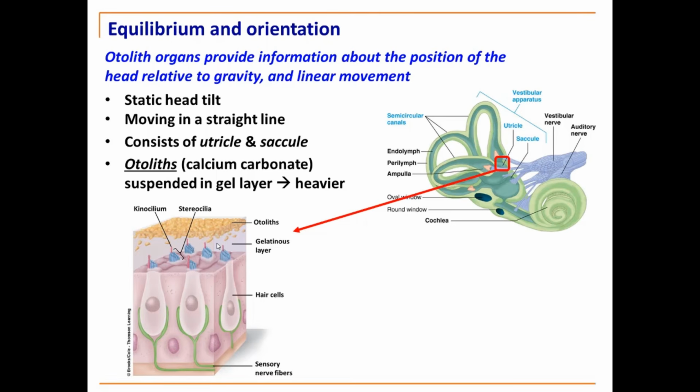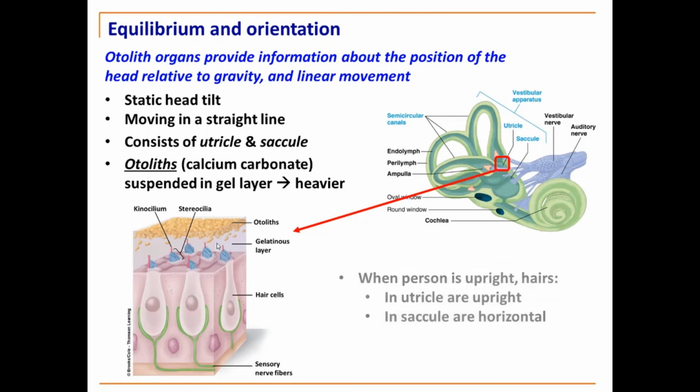Remember what the otoliths are doing? They're basically adding weight to the gelatinous layer, making the layer heavier with more inertia. And just so that you're aware of where they are, when you are upright, your hairs in your utricle are also upright. And the hairs in your saccule are horizontal.